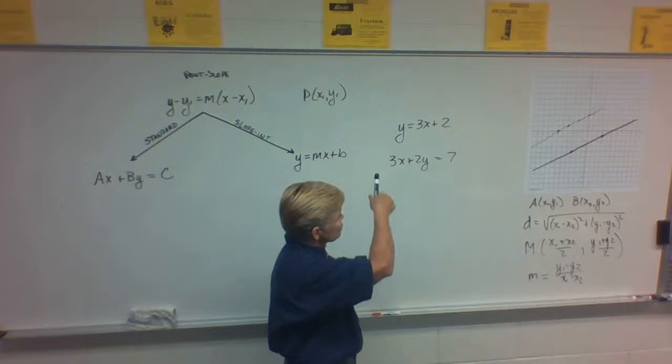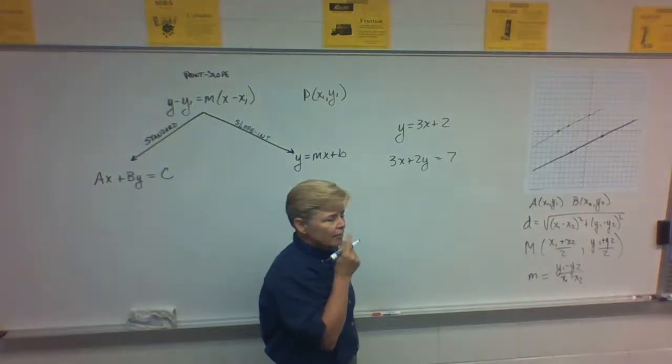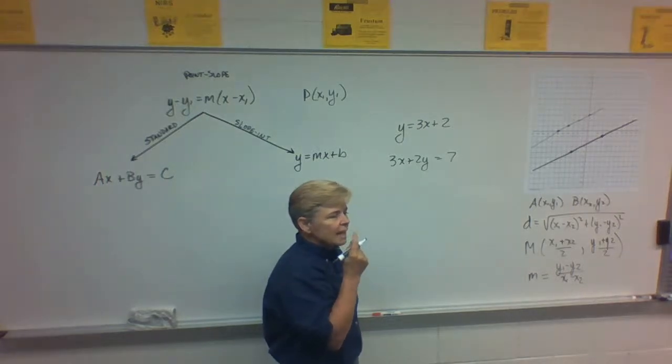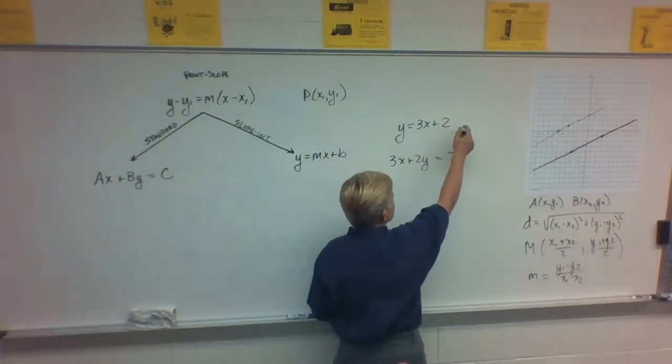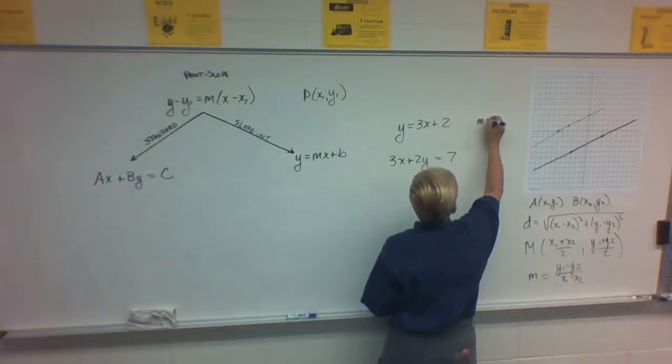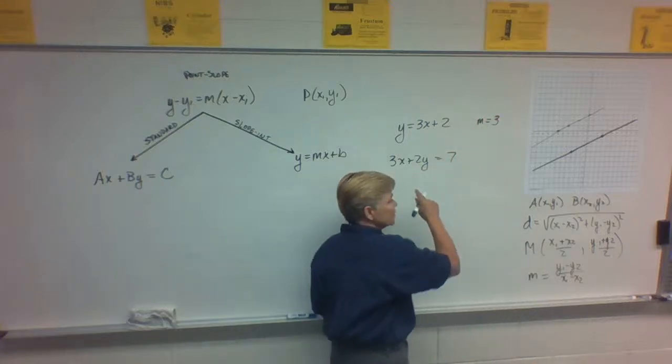They're both lines. That's slope-intercept form. That's standard form. Are they parallel? To answer the question, you got to be able to know what the slope for each of them is, don't you? Okay. What's the slope of this one? 3. You can all see that because it's sitting where it belongs. What's the slope of this one?